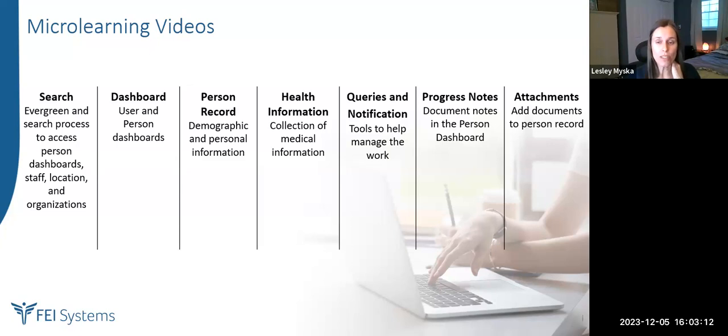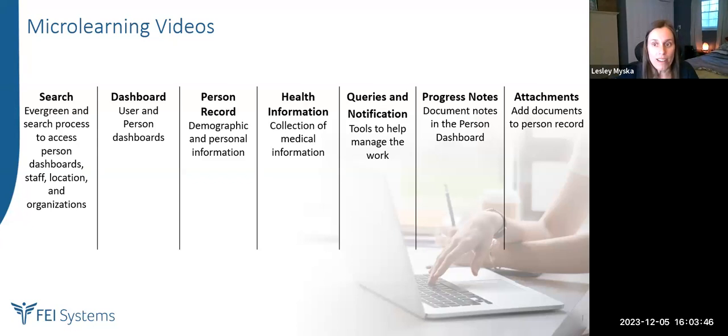Dashboards. There are two different dashboards in Evergreen. One is for the system user, yourself, and the other is for the individual person records. The person record itself will be one of the microlearning trainings, and that will cover all of the demographic and personal information that's captured for the individuals that we serve. And then there's one on health information, which is a comprehensive collection of all of the information such as diagnoses, allergies, medications, treatments, health insurance, etc.